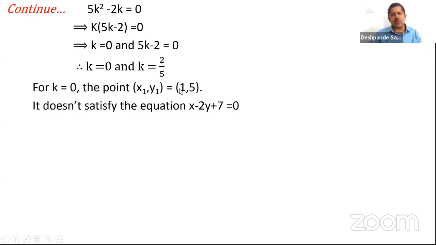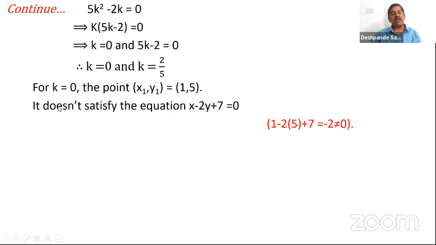When you put x is equal to 1 and y is equal to 5 in this equation, see, when you say the point is lying on the circle here, it has to satisfy the equation. So the equation was x minus 2y plus 7 is equal to 0. Now when you put x is equal to 1 and y is equal to 5, what is going to happen? Is it satisfying the equation or not? Check. See here, x is 1 and y is 5. So 1 minus 2 into 5 plus 7. It is minus 2, definitely not equal to 0. So it means that this point is not satisfying this equation.